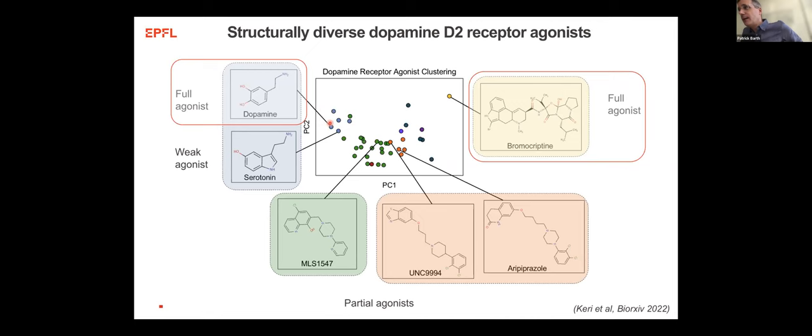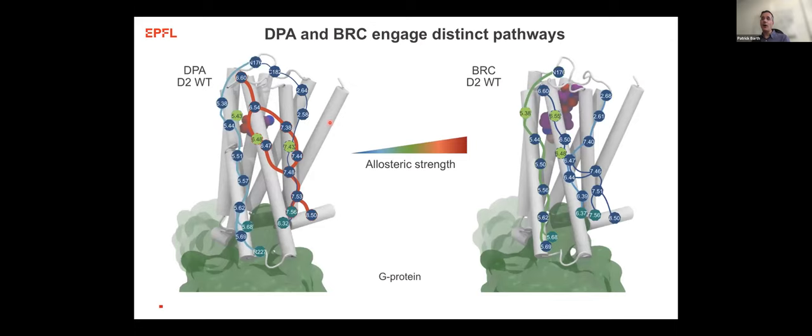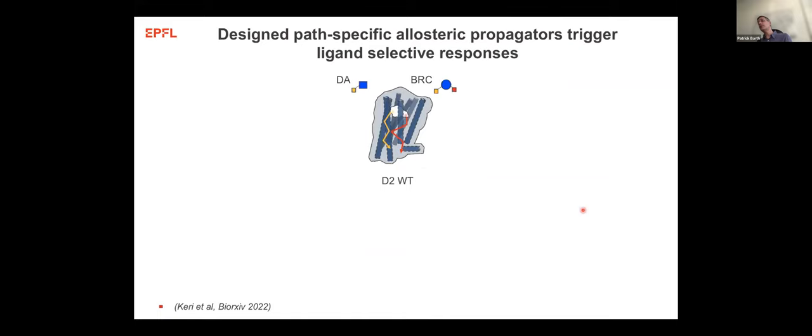And here I'm just showing you a very rapid snapshot of the pathways that we were able to predict using this simulation. We observed some overlap between some of the pathways that connect the ligand binding site to the G protein binding site, especially the ones that go through TM5. However, we observed that depending on the ligand, we had quite distinct allosteric pathways going through TM6 and 7. And somehow this suggested that these two ligands could actually engage different pathways to elicit the same G protein mediated signaling response.